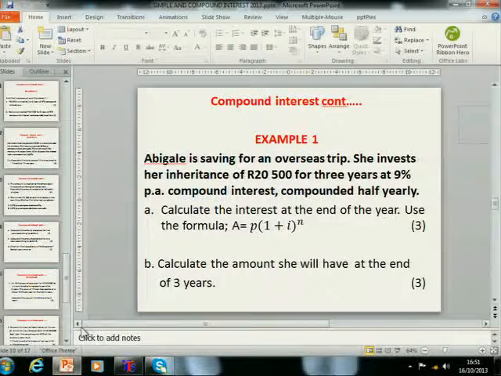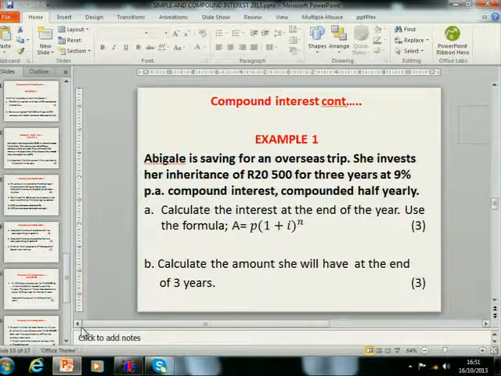Abigail is saving for an overseas trip. She invests her inheritance of 20,500 for 3 years at 9% per annum compound interest, compounded half yearly. Calculate the interest at the end of the year. So now can you see, I did not read the instructions. Already I've lost marks for number A because I've jumped to number B. So now we have to go back, and you must remember that it's not always that you'll see that you've jumped a question. So don't be like me, be careful and read instructions. This one will be our number B. Let's go back to number A.